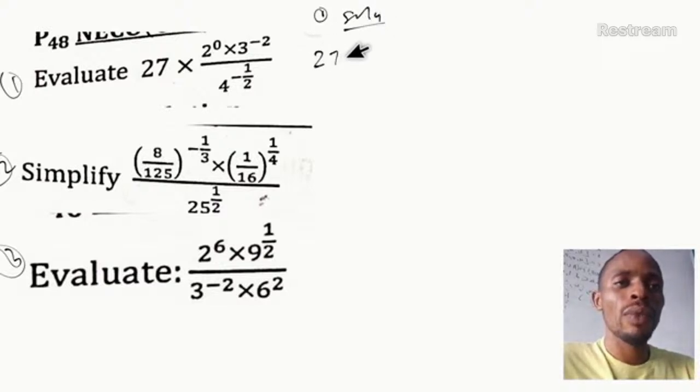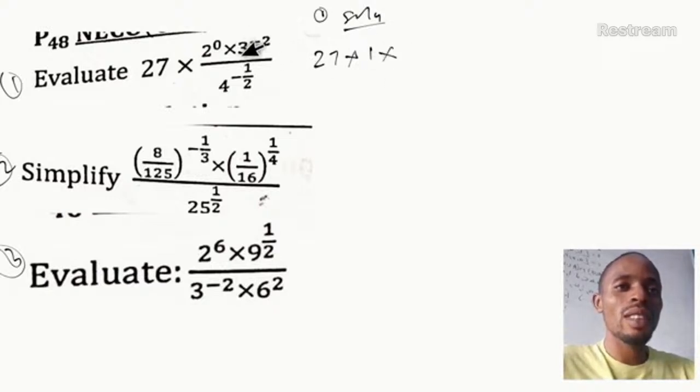We have 27 multiplied by 2 raised to the power of 0. You should know from the laws of indices, which I explained in full, that anything raised to the power of 0 is always equal to 1. So here we have 1, so we have 27 multiplied by 1, multiplied by.